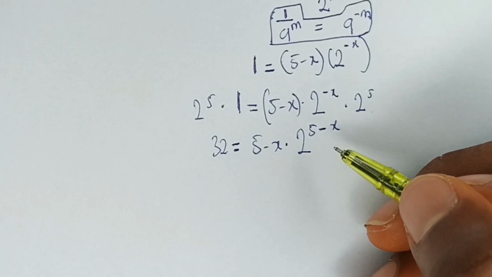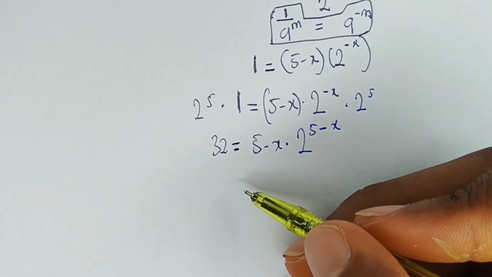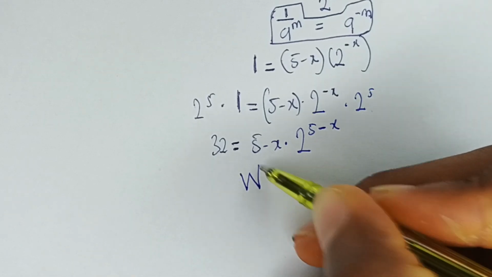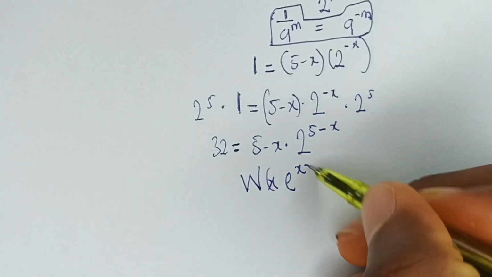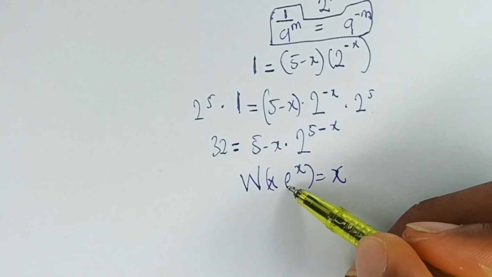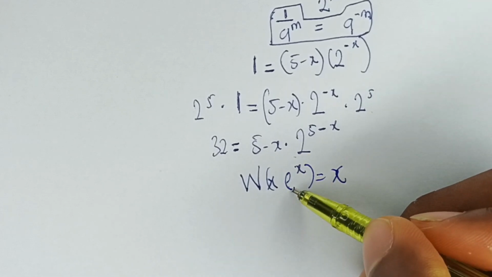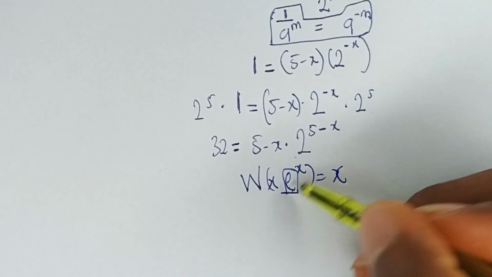Now, recall that the Lambert W formula states that if we have W of x e to the power of x, it is equal to x. So we need to express this in the form where e is. It means that we need to replace this 2 with e. We are going to find a way to put e here in replacement of 2.